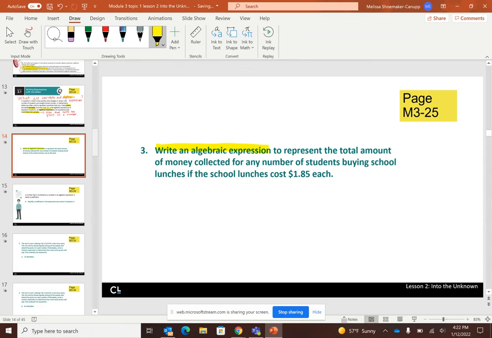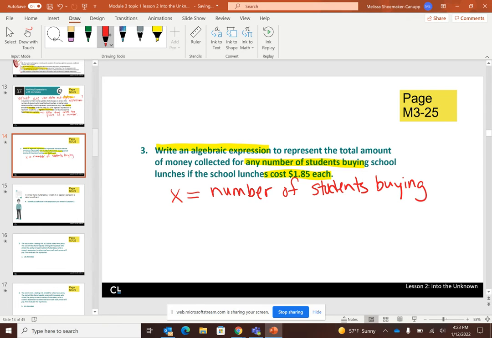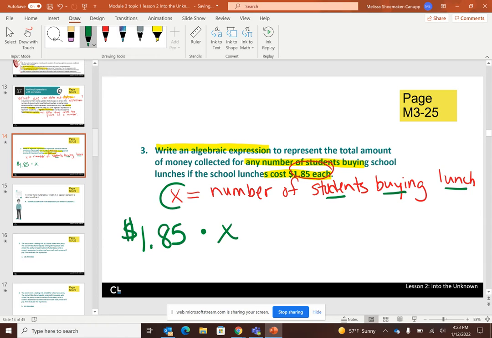Write an algebraic expression to represent the total amount collected for any number of students buying that $1.85 lunch. This is on page M325. So I'm just going to use the letter X. This means I am defining the variable. I'm going to write in words, what does the X stand for? And in this problem, it stands for the number of students buying lunch. Okay. Each lunch costs $1.85. So that's kind of like the pretzel. That means $1.85 multiplied, I'm going to use a dot, by however many students buy the lunch, represented by the letter or variable X, gives me this solution.